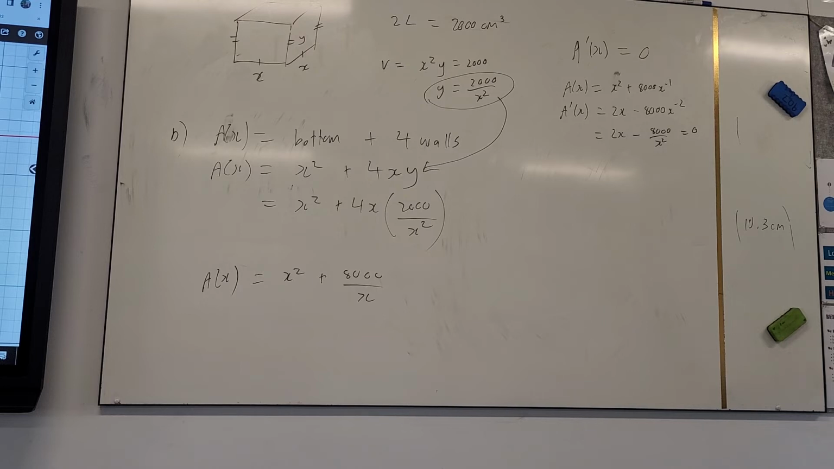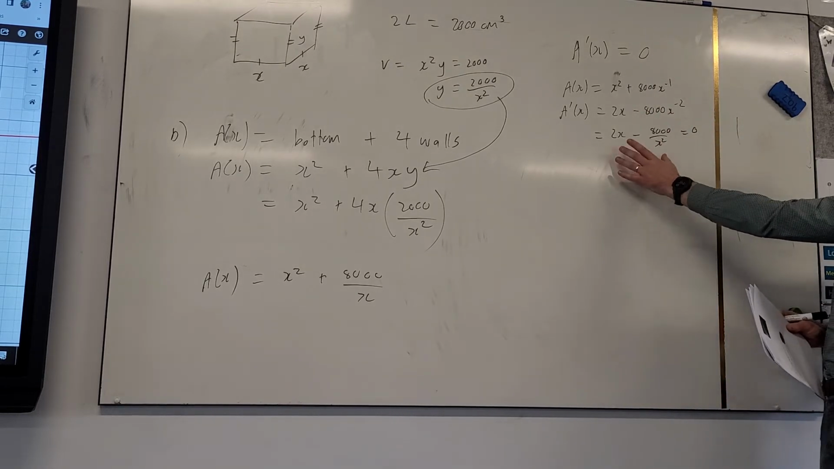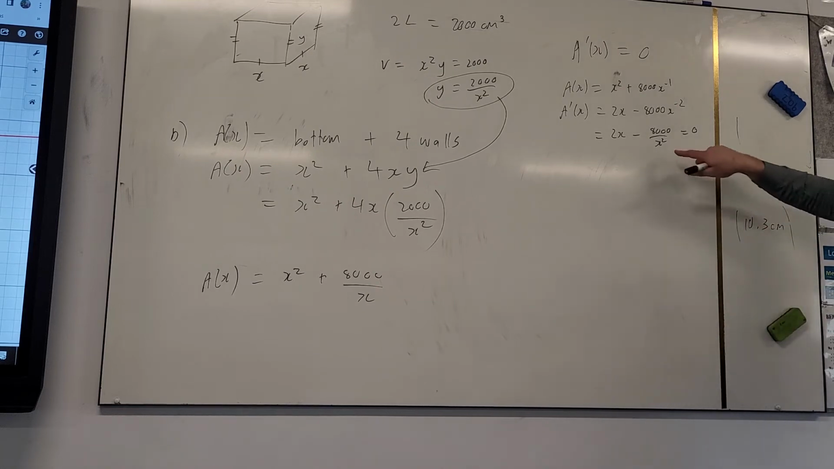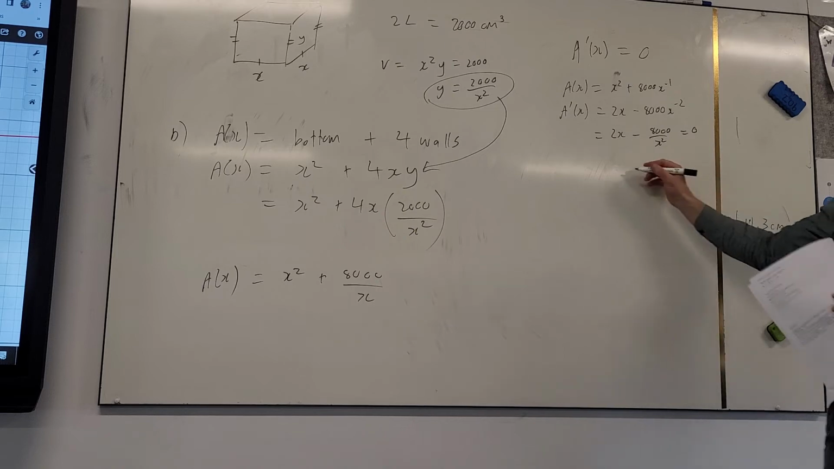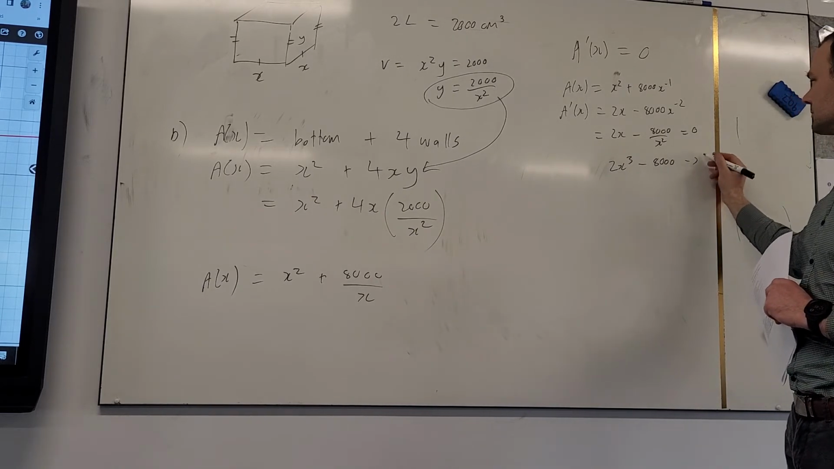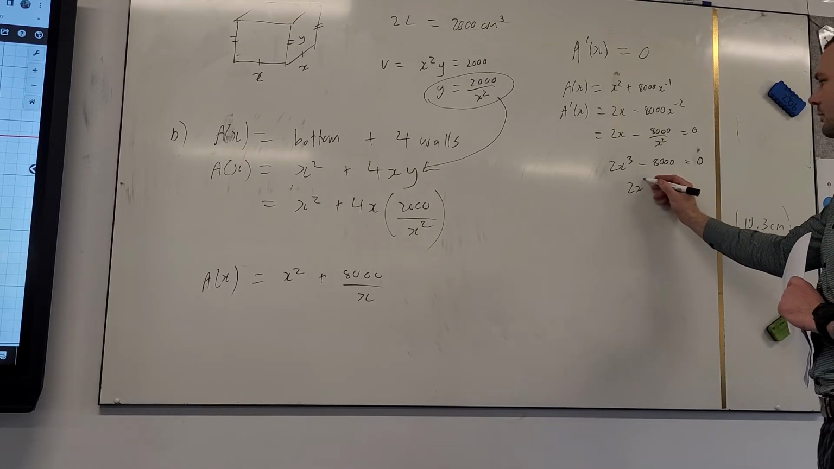Alright, so we've differentiated it, and then I've simplified it like this. This is A dash of x, and we know the optimal solutions occur when it's equal to 0, so we're going to find the x value that makes this true. Let's get rid of that denominator by multiplying both sides by x squared. And then we'll solve through for x.